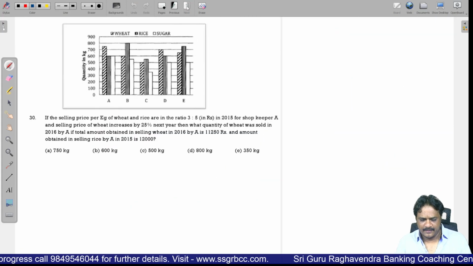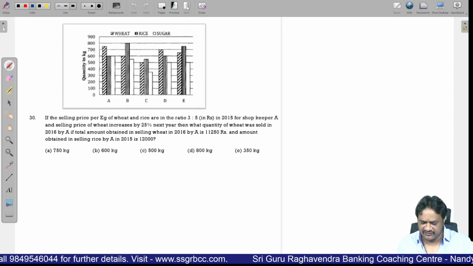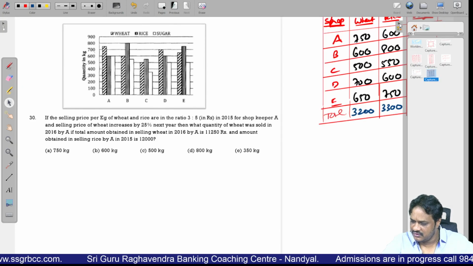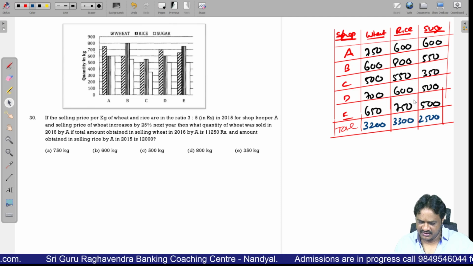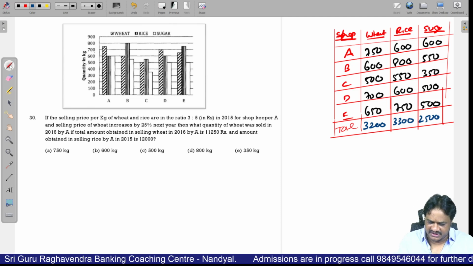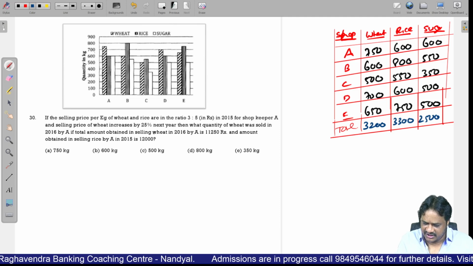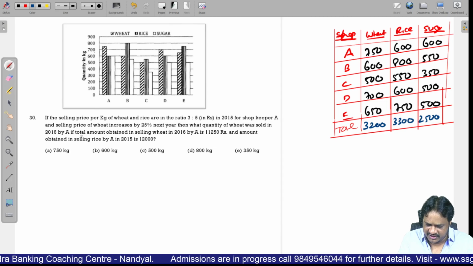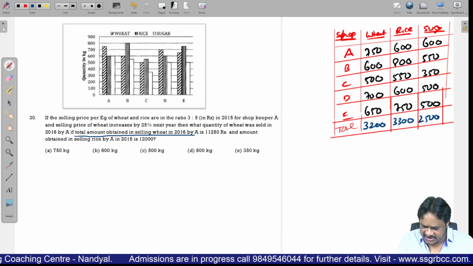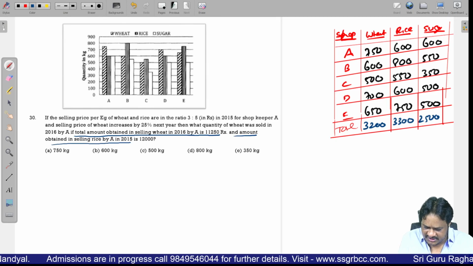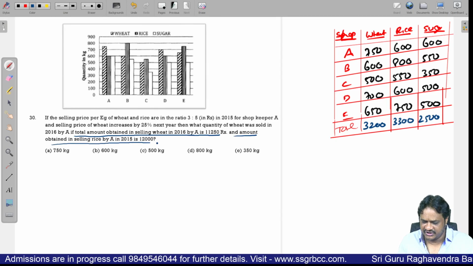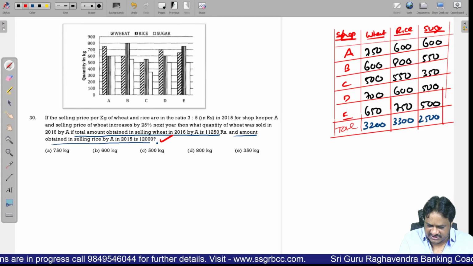Next question. If the selling price per kg of wheat and rice are in the ratio of 3:5 in 2015 for shopkeeper A, and the selling price per kg of wheat is increasing by 25% next year, then what is the quantity of wheat sold in 2016 by A, if total amount obtained by selling wheat in A is 11,250 and amount obtained by selling A rice in 2015 is 12,000. Let us take first this one.